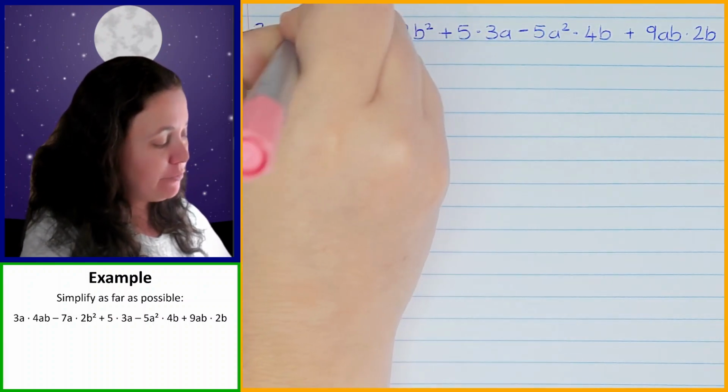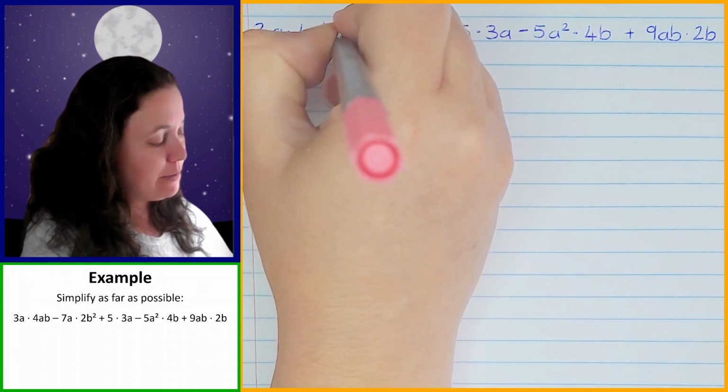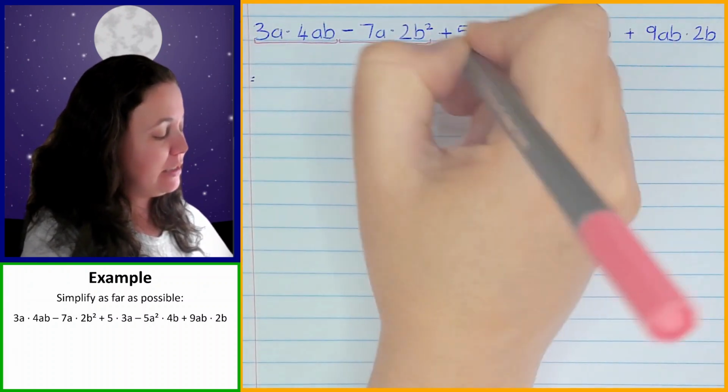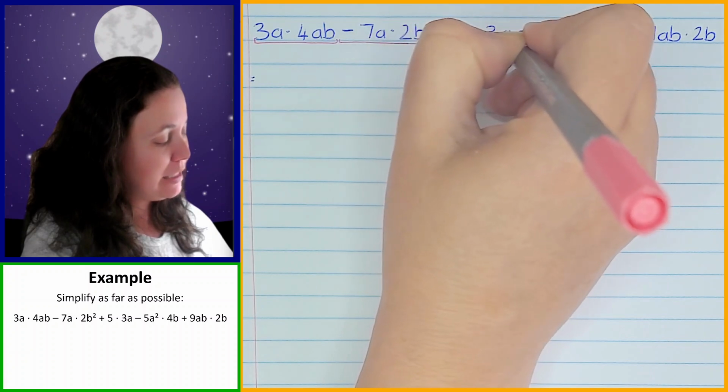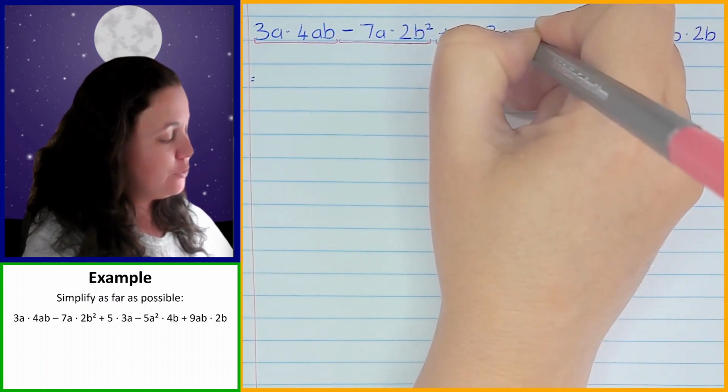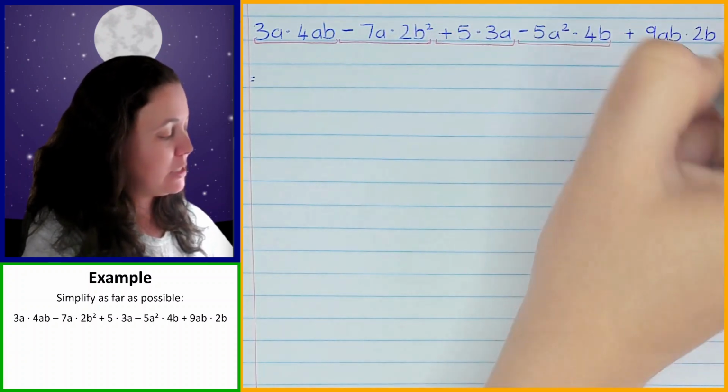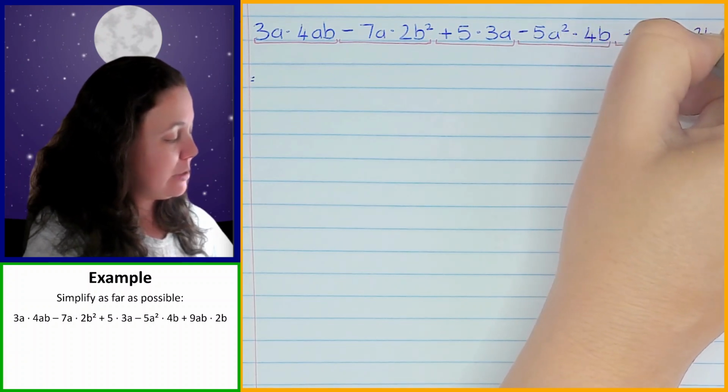So this is my first term over here. The second term is from that minus up to before the plus over here. The third term is from the plus up to before the minus over there. The fourth term is from the minus up to before that plus over there. And the fifth term is from the plus up to the end.